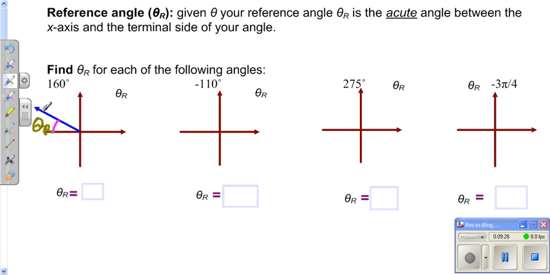Now, what's the size of that? Well, that ends up being 20 degrees, because if this in blue is 160, and you go all the way around to your axes, this over to here is always 180. How far away are you from 180? Well, you're 20 units away. So let's go ahead and do the next one.